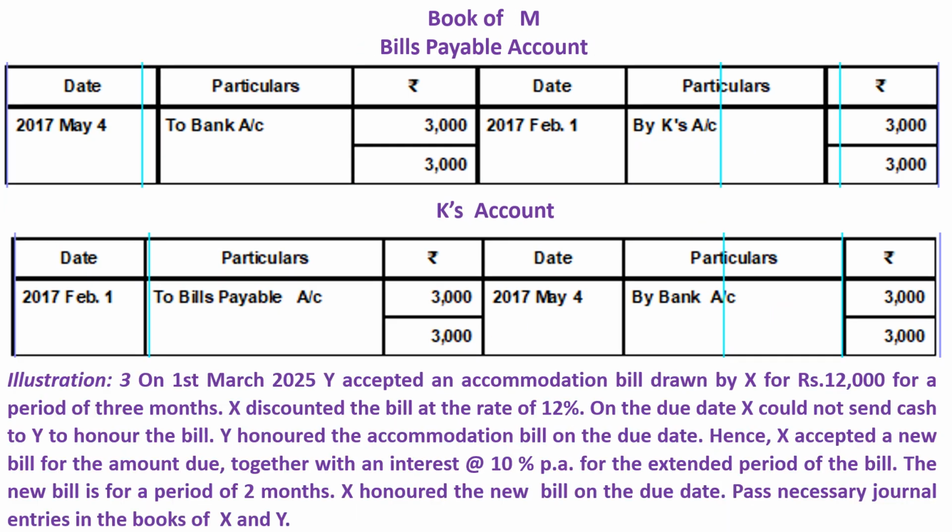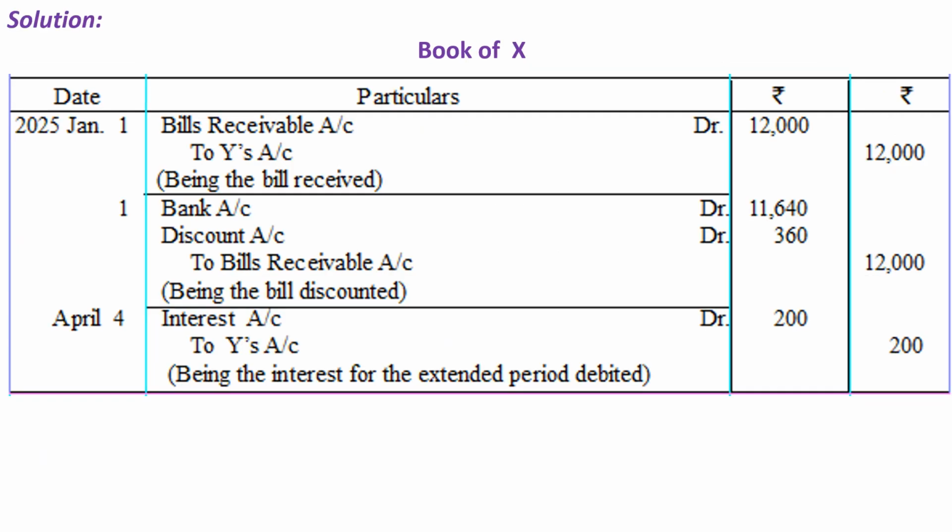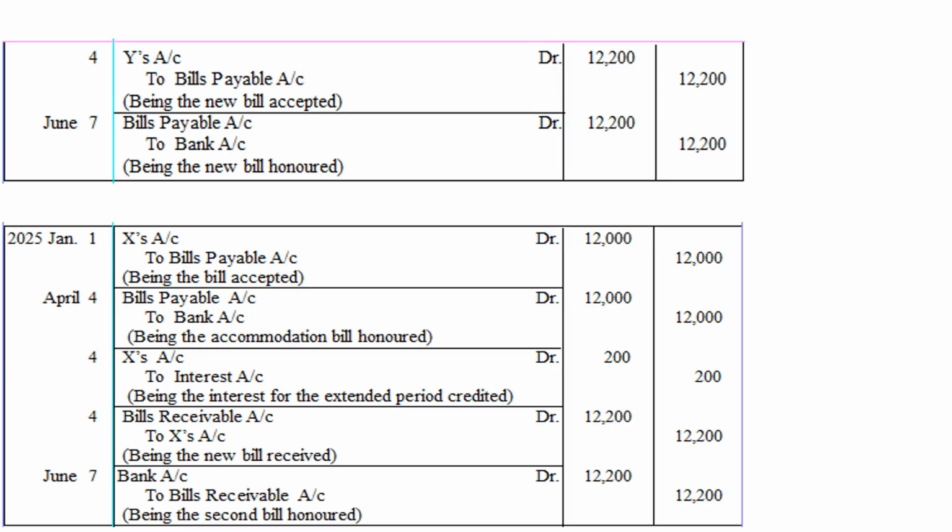Illustration 3. On the 1st of March 2025, Y accepted an accommodation bill drawn by X for 12,000 rupees for a period of 3 months. X discounted the bill at the rate of 12%. On the due date, X could not send cash to Y to honor the bill. Y honored the accommodation bill on the due date. Hence, X accepted a new bill for the amount due, together with interest at 10% P.A. for the extended period of the bill. The new bill is for a period of 2 months. X honored the new bill on the due date. Pass necessary journal entries in the books of X and Y. Solution. Journal entries are presented here.